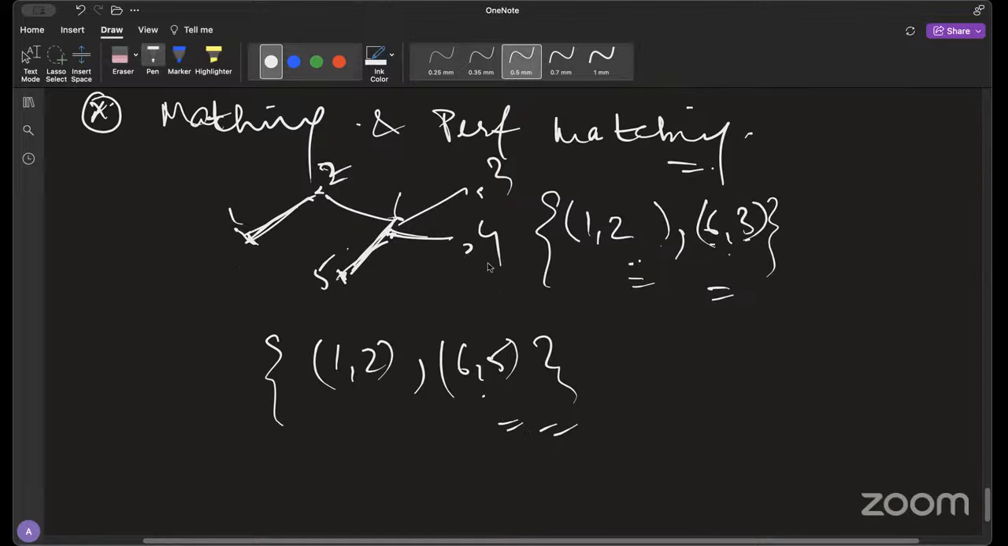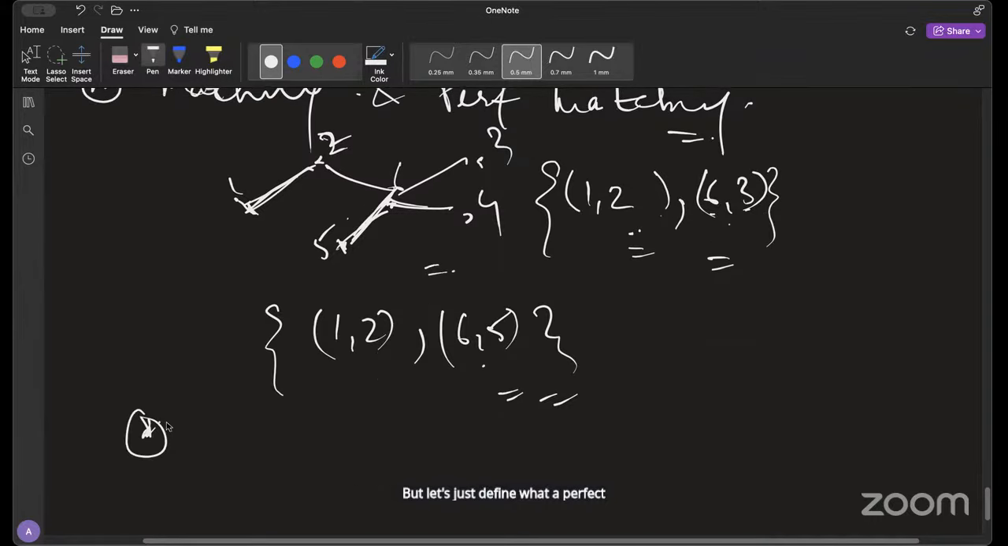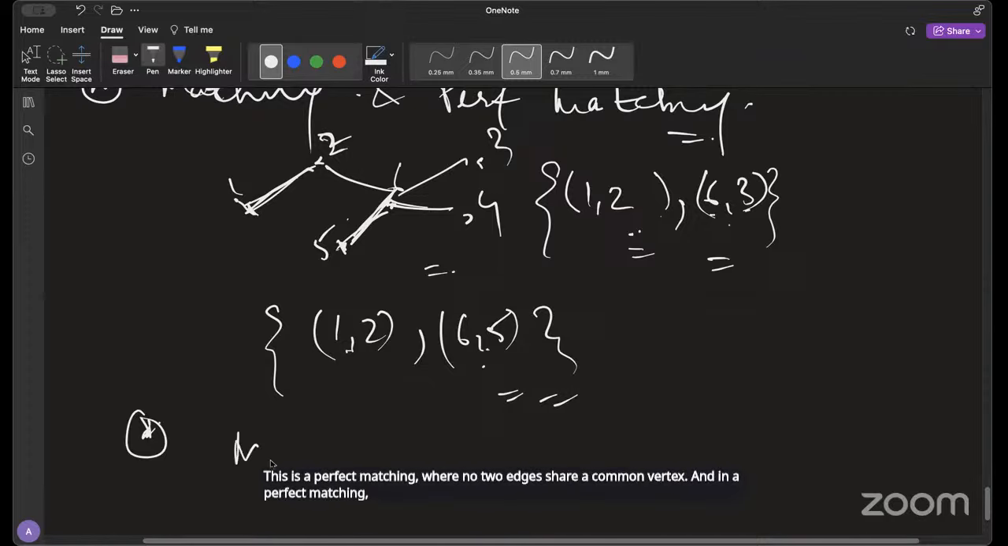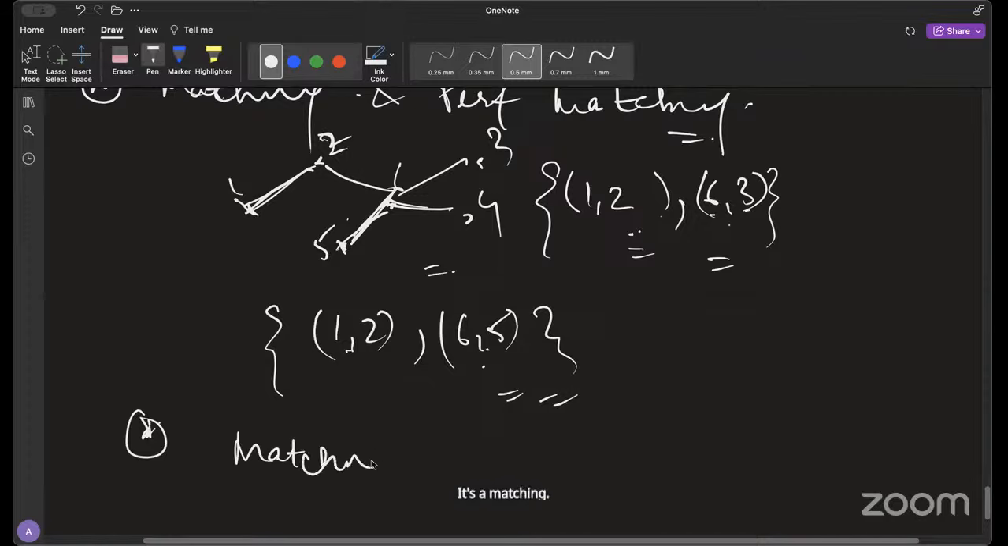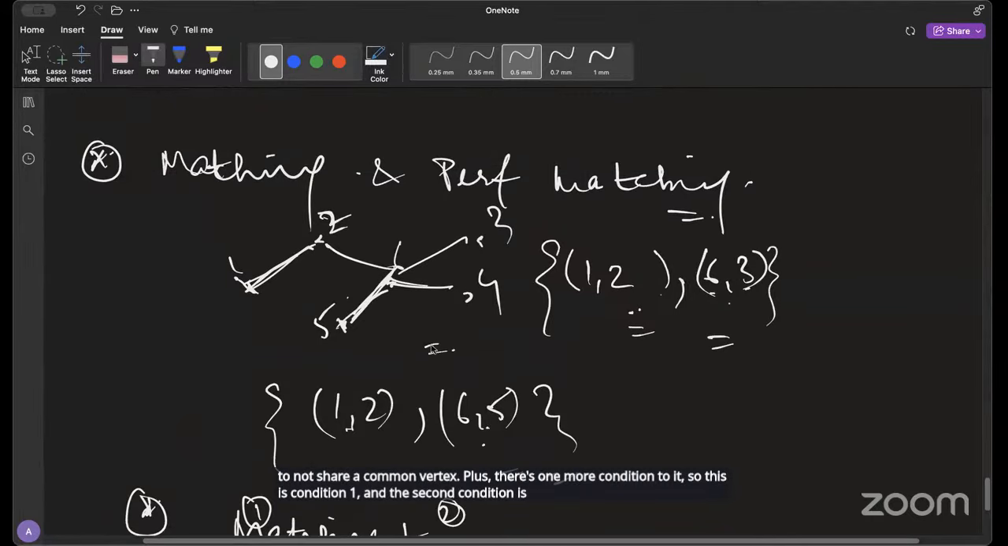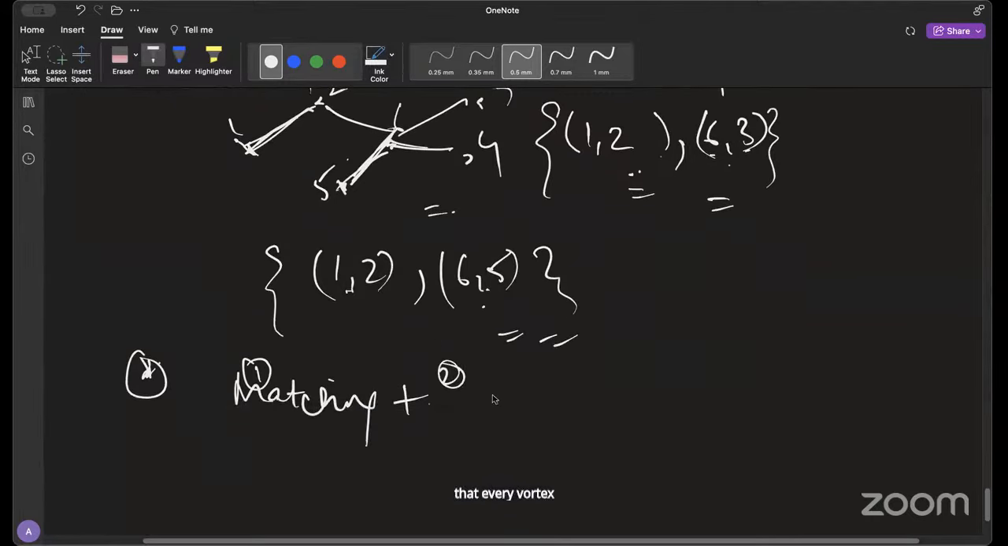Is it fine now? And for a perfect matching, this does not have a perfect matching. Why? Let's define what a perfect matching is. A perfect matching is a matching where no two edges share a common vertex. That is condition 1. Plus, there's one more condition: the second condition is that every vertex should be covered in the edges.